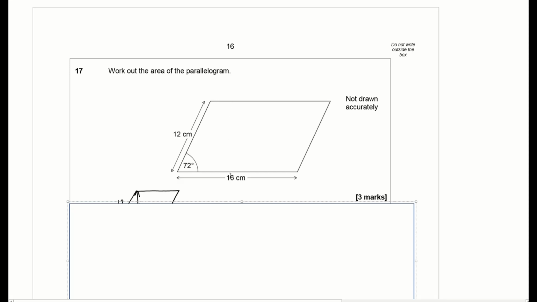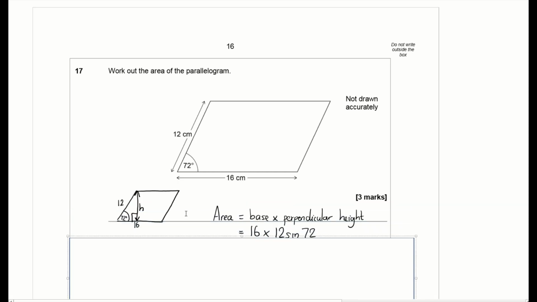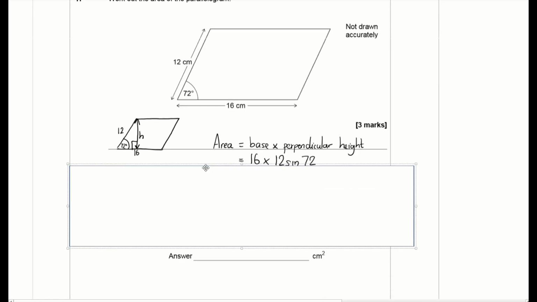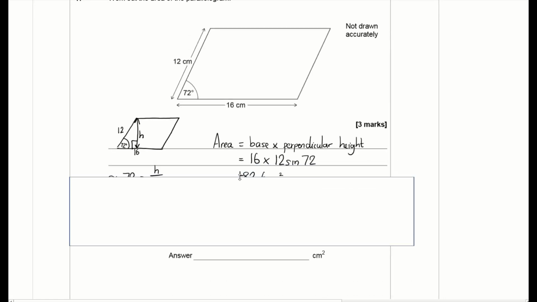So we've got to find that perpendicular height to begin with. What we can think of is a right angle triangle that can be formed by using the 12 centimeter side as a hypotenuse and 72 degrees as one of the angles in this particular triangle. Effectively we're drawing a perpendicular line from this corner down to the base here. So it's this right angle triangle that we're focusing on.